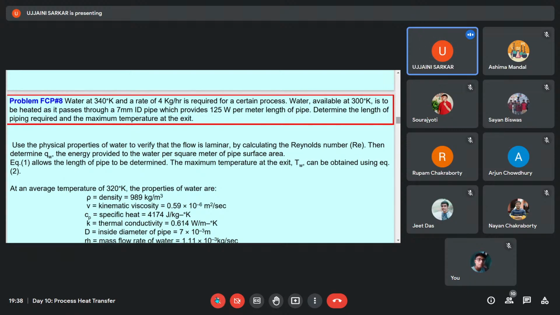Can we reach the temperature at 340, or there is a maximum temperature which is not 340 but very near, and how much length of the pipe is needed? যত length বাড়াবে তোমার পাইপটাই তো হিটের সোর্স। Pipe is giving you 125 watt per meter length of the pipe. So যত মিটার লেংথ বাড়াবে তত ওয়াটেজ বাড়বে। তাহলে কতটা পাইপিং লেংথ রিকোয়ার্ড আমাদের যাতে আমরা 340 কাছাকাছি একটা টেম্পারেচারে ওয়াটারটাকে এনে দিতে পারি। So this problem is interesting.